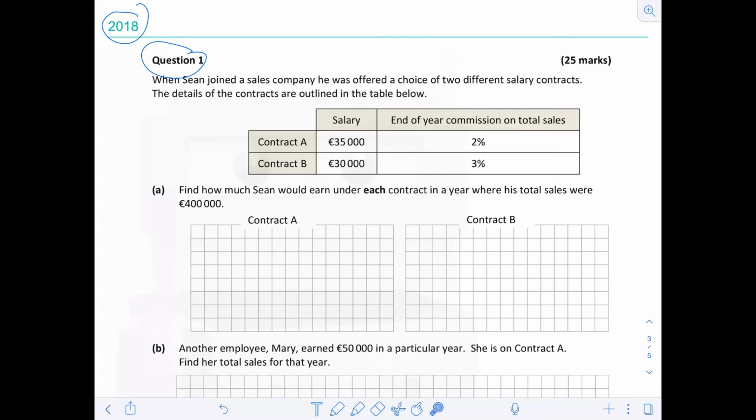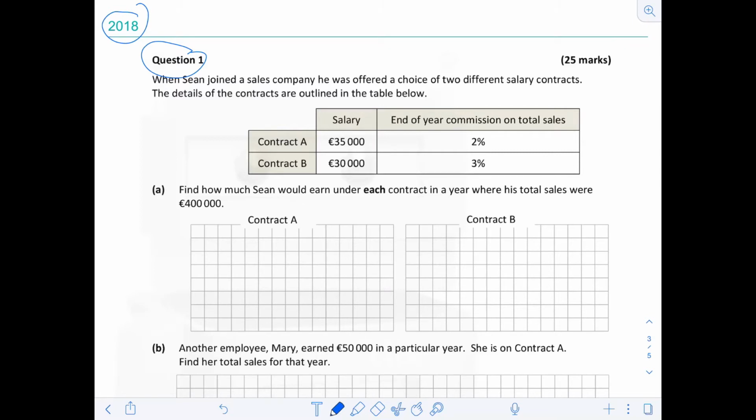When Sean joined a sales company, he was offered a choice of two different salary contracts. The details of the contracts are outlined in the table below. So it could be on contract A or contract B. Now, find how much Sean would earn under each contract in a year where his total sales were 400,000.